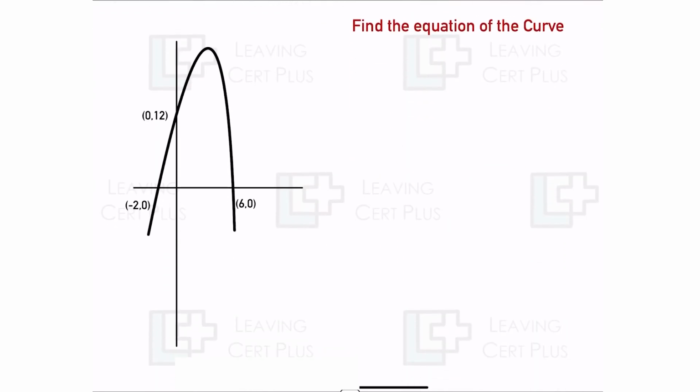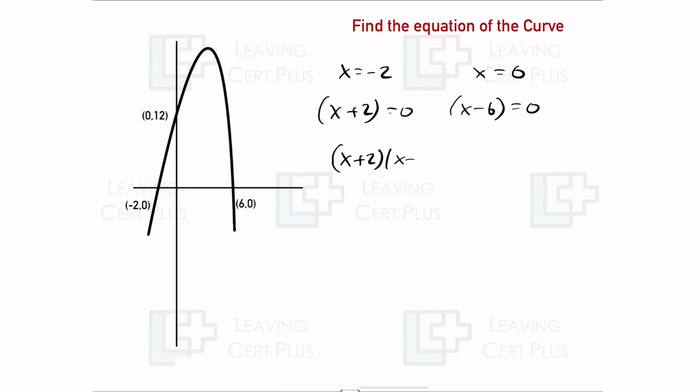Pause the video and give this one a go. So using our roots again, you've got x is equal to minus 2 and x is equal to 6. So that means that x plus 2 is a factor and x minus 6 is also a factor. So let's multiply those factors together. So that's going to be x squared, minus 6x plus 2x minus 12. So that's going to be x squared minus 4x minus 12.